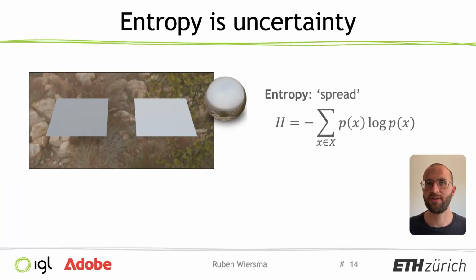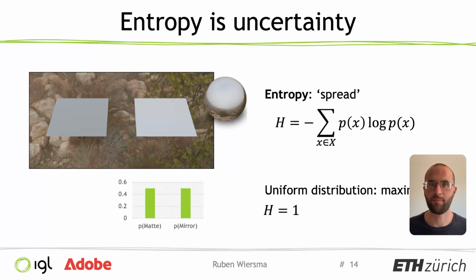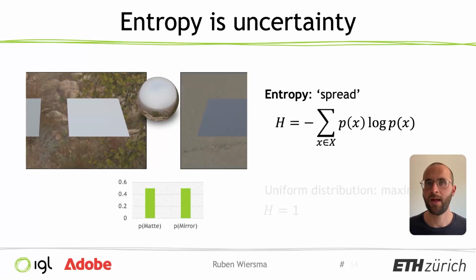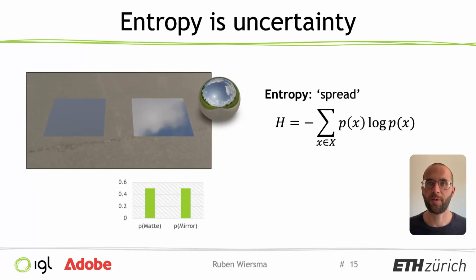Entropy measures the spread of a distribution. In this case, our distribution is uniform. Both matte and mirror are equally likely. In the uniform setting, entropy is maximum. So maximum uncertainty, maximum entropy. In the blue sky example, where we have high frequency detail, we have only one material that is highly likely. So we have a concentrated probability distribution and therefore low entropy.